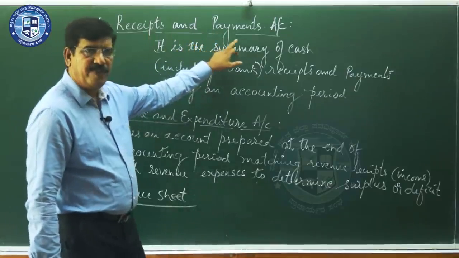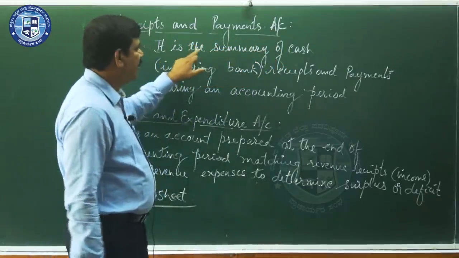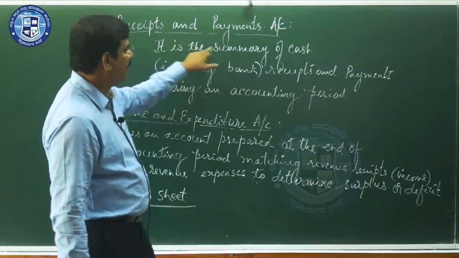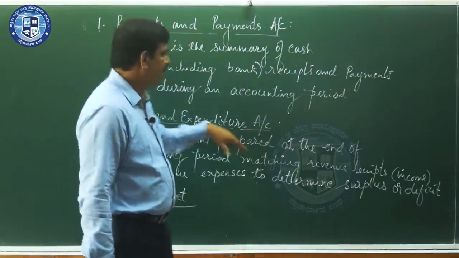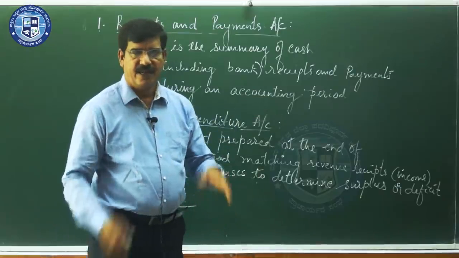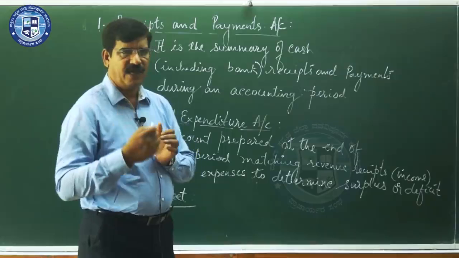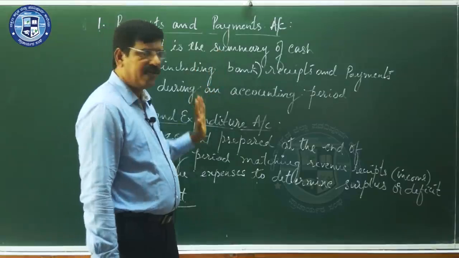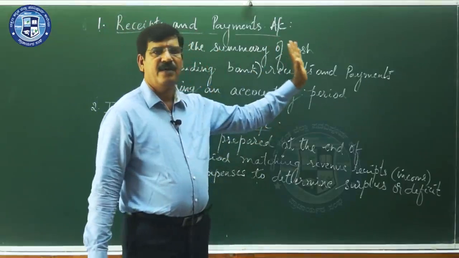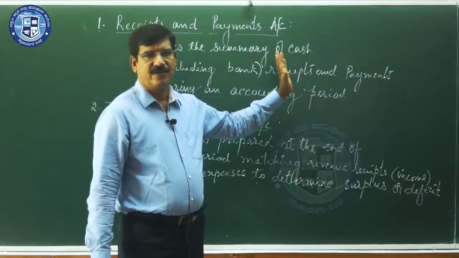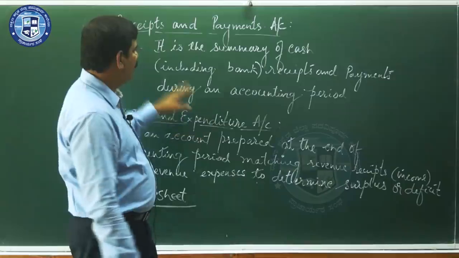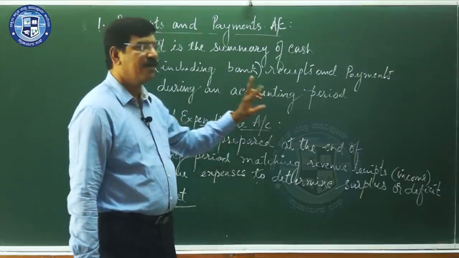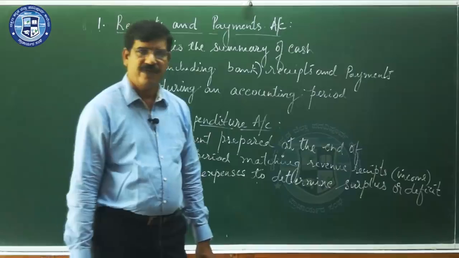Receipts and payments account is prepared by a not-for-profit organization. It is the summary of cash receipts, and cash receipts means including bank. It is a summary of cash receipts and payments during an accounting period. In an accounting period, all the cash receipts we have, we record on the receipt side, and all the cash payments we have, we record on the payment side of the receipts and payments account. So the meaning is quite simple. It is a summary of cash receipts and cash payments during an accounting period prepared by a not-for-profit organization.